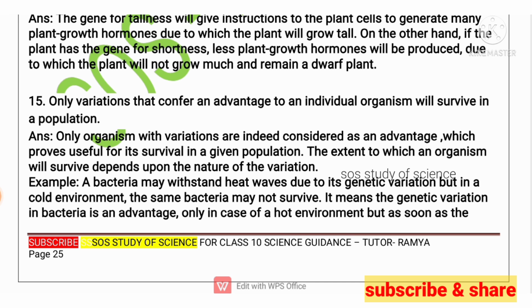So the genetic variation in the bacteria is an advantage only in the hot environment; when it comes to the cold environment, it will die. This happens due to the lack of better adaptive skills for the cold environment. Very important. You can alter this answer and write it in your own way also. It is not mandatory to write the same way I am explaining here. Understand the concept and write your answer in your own method. But let the answer be point-wise. Don't write it like a paragraph.